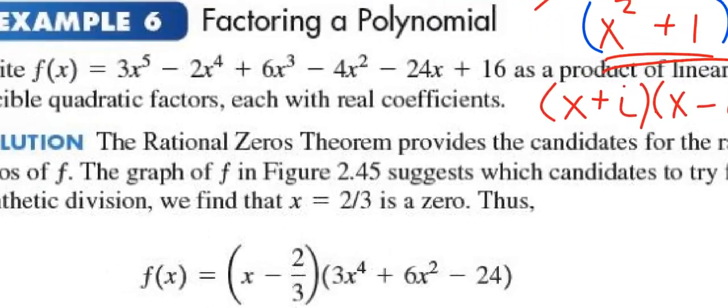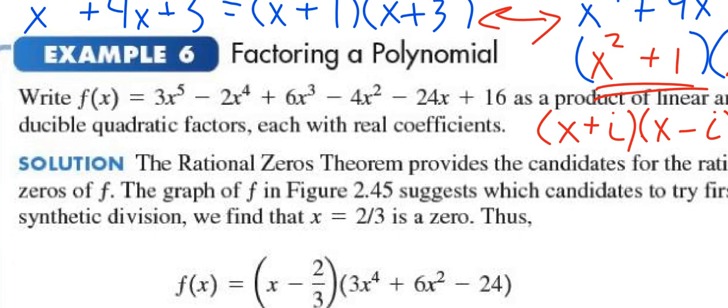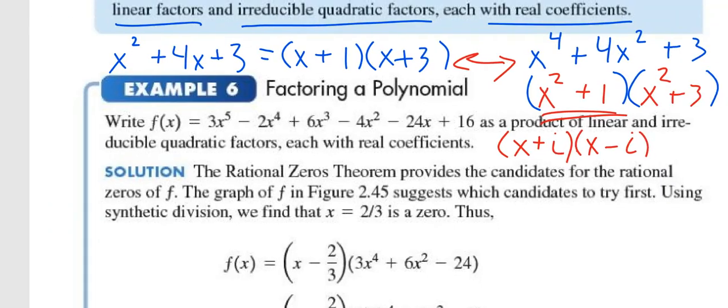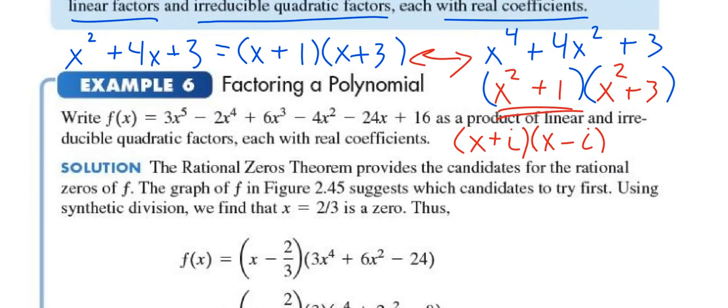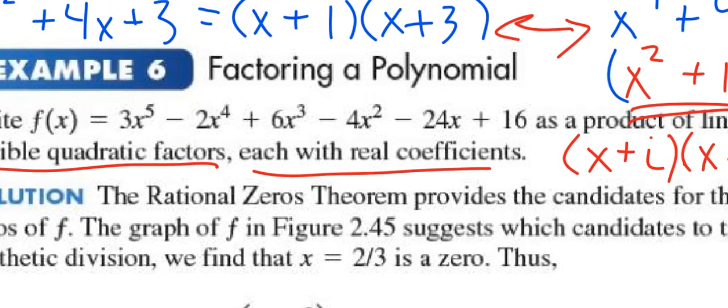Okay, now, I got this quintic polynomial, right? 5th degree polynomial. It says I'm supposed to write this as a product of linear and irreducible quadratic factors, each with real coefficients. Okay. Now, how do you find the factors? Some of you knew this on your test and some of you didn't. I mean, I told you it was going to be on there, the rational root theorem or the rational zeros theorem. So how do I look at this polynomial? Something to do with the 16 and something to do with the 3 to find the possibilities.